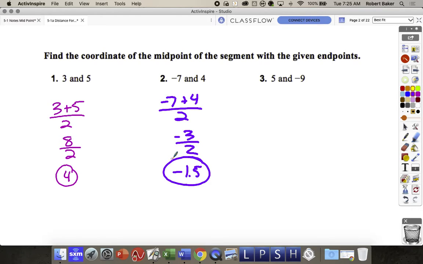Okay, same thing with number 3. Find the midpoint between 5 and -9. Add these two numbers together and divide by 2. 5 and -9 add up to -4. -4 divided by 2 is -2. So that's finding a coordinate between 2 points, or the midpoint of the coordinate between 2 points.